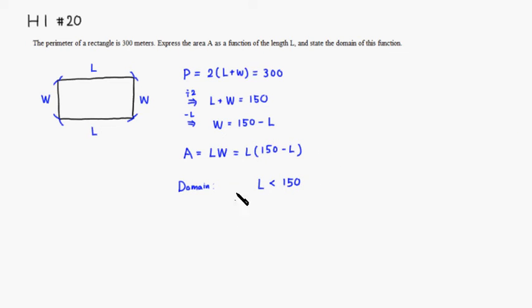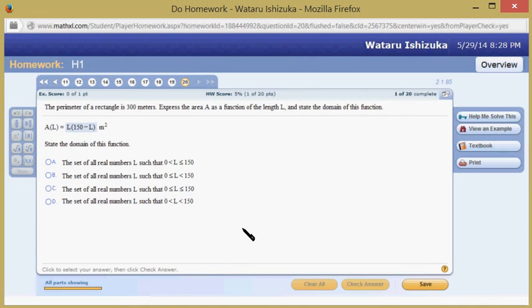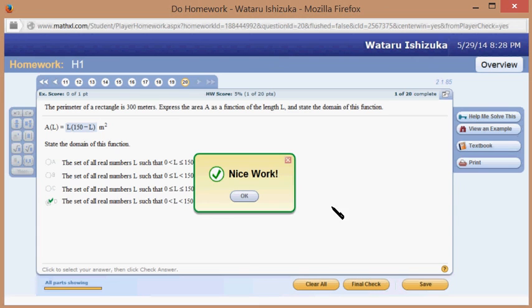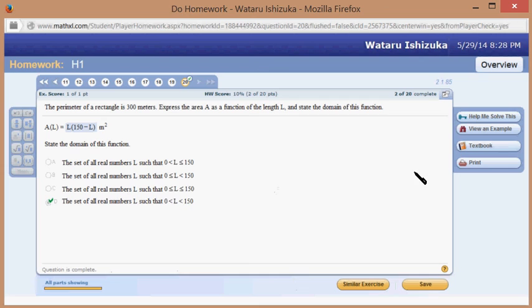And since L is the length, we don't want to talk about negative values. And 0 wouldn't be realistic either, because if L is 0, then it wouldn't be a rectangle. So L has to be at least positive. So let's type that in. The set of all real numbers L such that L is between 0 and 150. So D should be the right answer. Let's check the answer. All right, that's it.